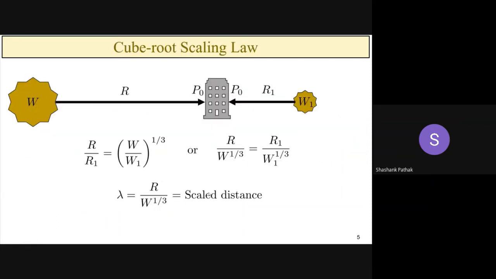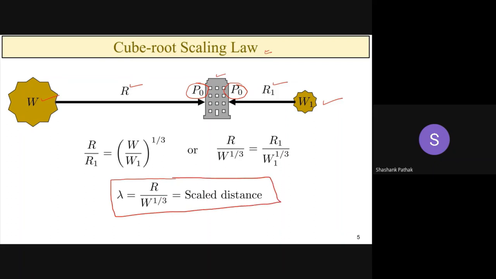Now there is another thing, which is the cube root scaling law. I think I explained this in the previous lecture also, day before yesterday's lecture. Suppose this is the building and we have two different equivalent loads, W and W1. At this particular location on the building, we can get the same peak overpressure if W1 is kept at a distance R1 or capital W is kept at a distance capital R. So there has to be a relation between W and R which causes the same pressure at different distances. This is the relation which is known as scaled distance.